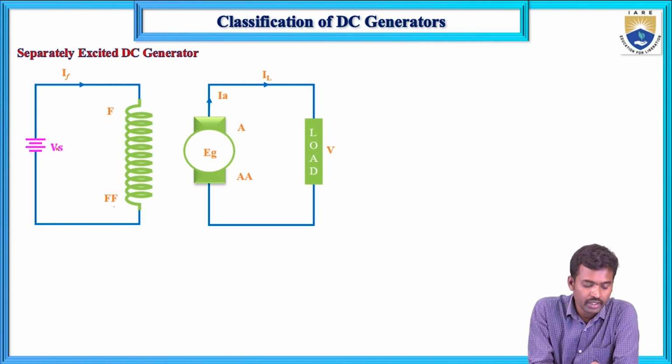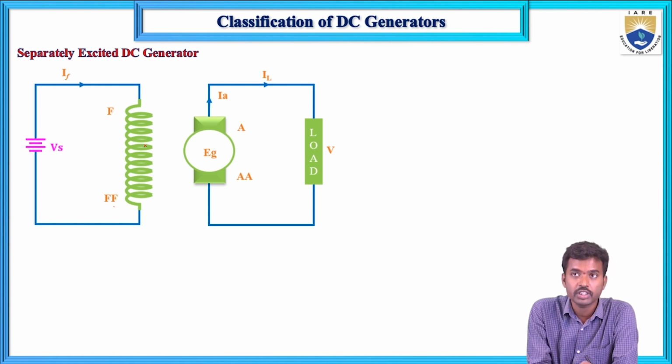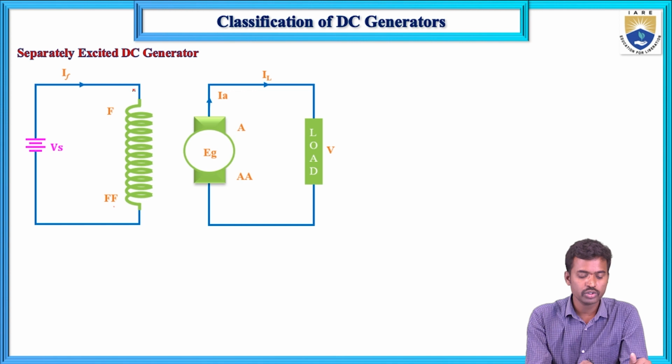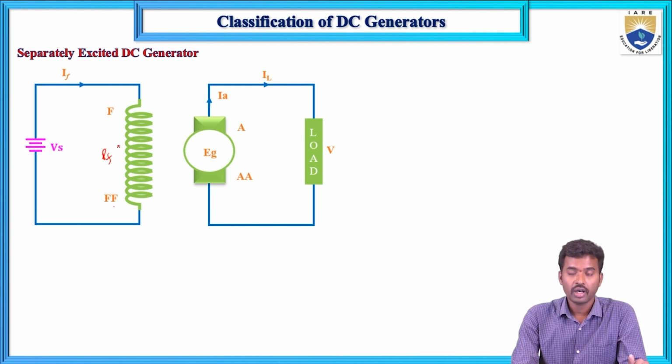If the battery supply voltage is given to this field winding, current flows in the field winding. That current is IF, and the field winding resistance is RF. According to Faraday's law of electromagnetic induction, the current-carrying field winding acts as a stationary magnet. This magnet cuts the armature conductor and induced EMF is developed in the armature conductor. This induced EMF is EG.